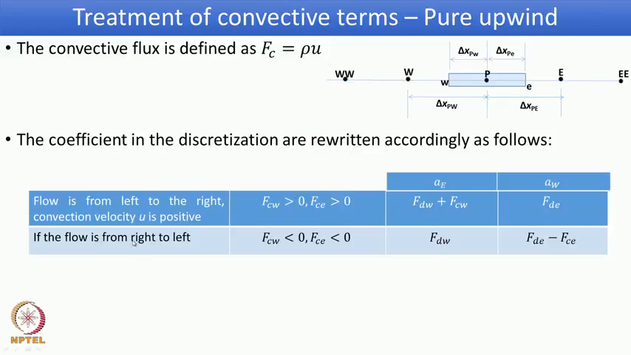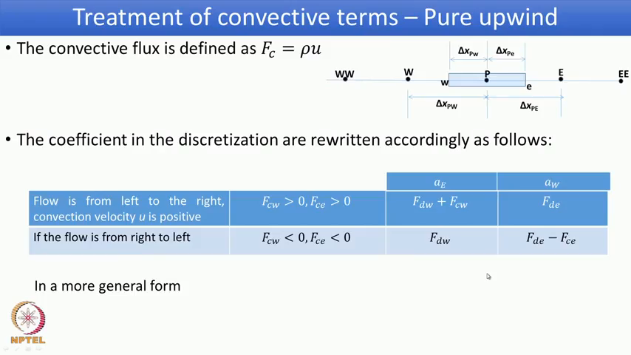If the flow is from right to left, then for the coordinate definition that you have chosen, it becomes negative, then the corresponding F c goes negative. That is why we have the condition if F c w less than 0 and F c e less than 0, then we rewrite the coefficients accordingly. Okay. So, this switching depending on the direction of the velocity, you can actually incorporate in the code also. You can have a check condition and then you can switch between one scheme and another scheme, or the upstream node accordingly.